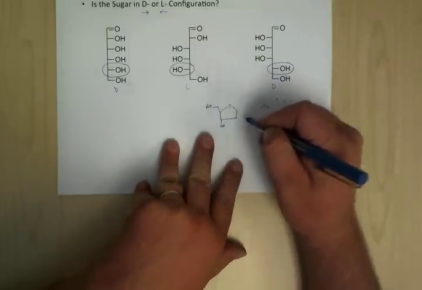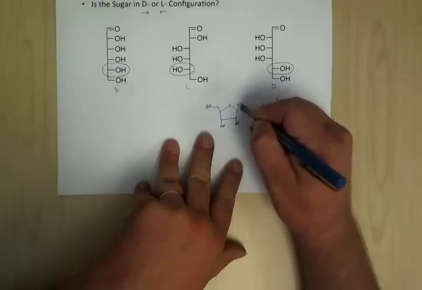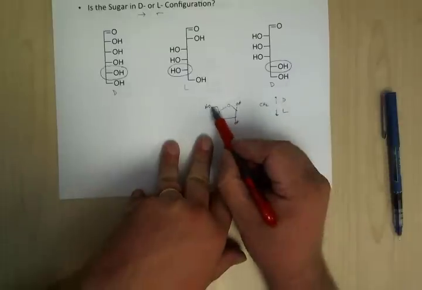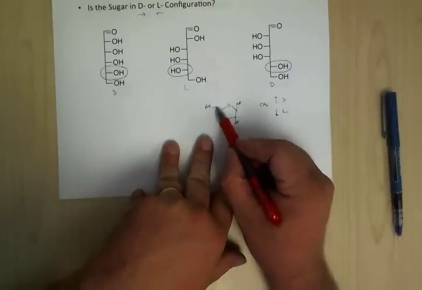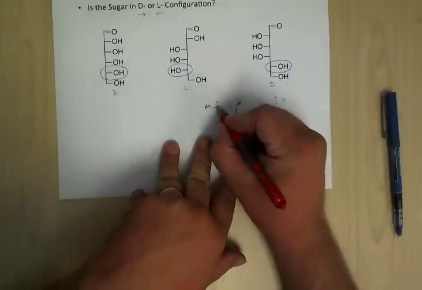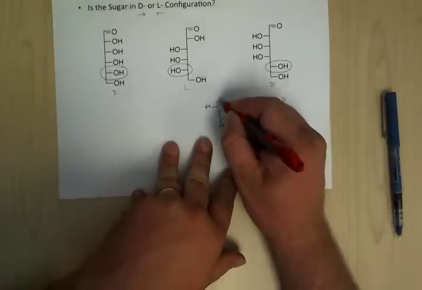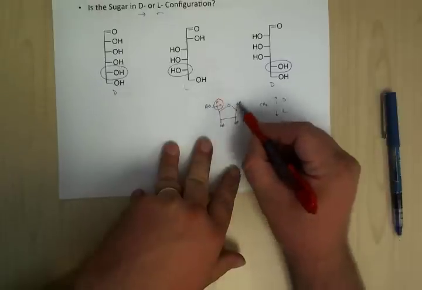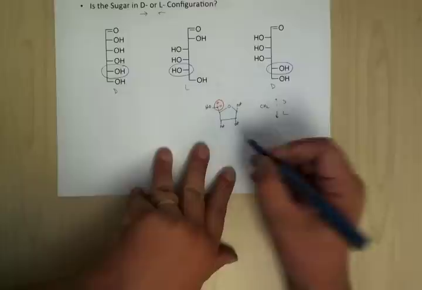Okay, so we have ribose here. Notice how on this carbon here, there's 2 bonds shown, right? So that means that there's a CH2 there. So you're looking at that one right there. This is above the ring, so that makes this D.